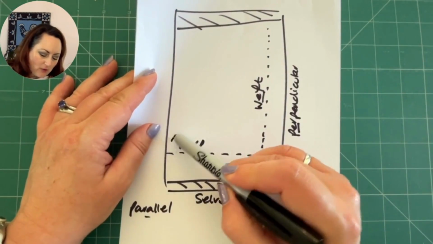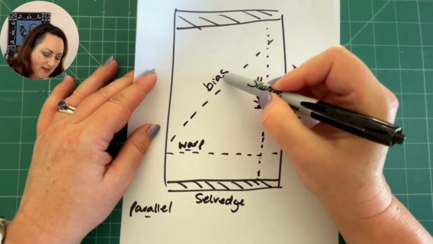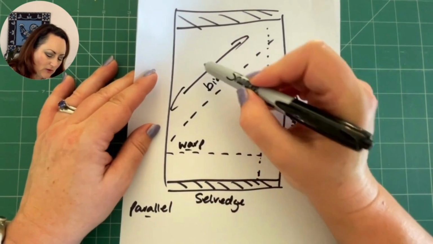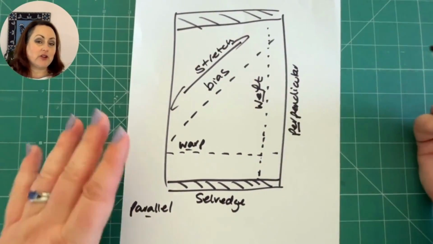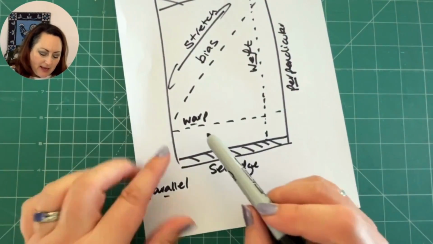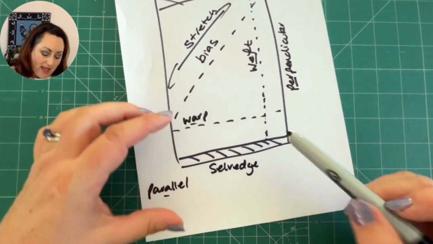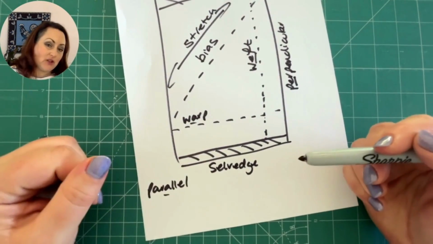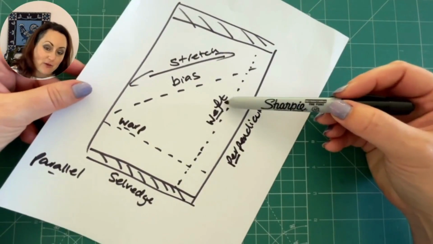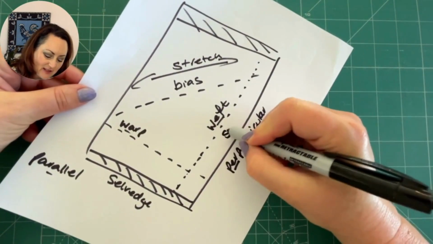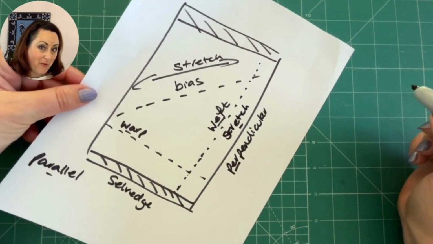Your diagonal lines here is where your bias is, and that's where you've got lots of stretch. Loads and loads and loads of stretch. So we'll see this in a minute. Now your warp threads here don't stretch. They just stay very parallel to your selvage and they don't stretch at all. Whereas your weft threads have a slight little stretch to them, a little bit. All right, with me so far?